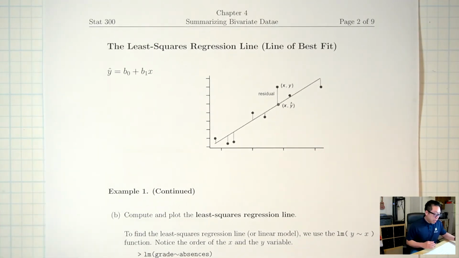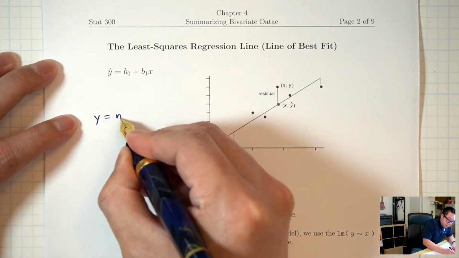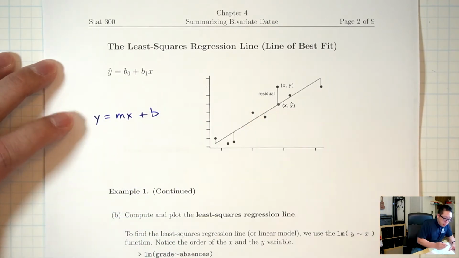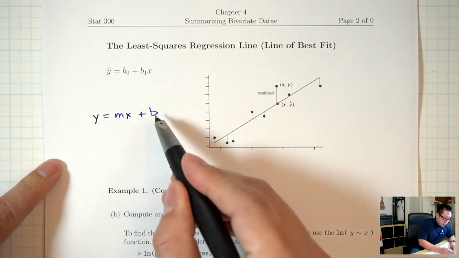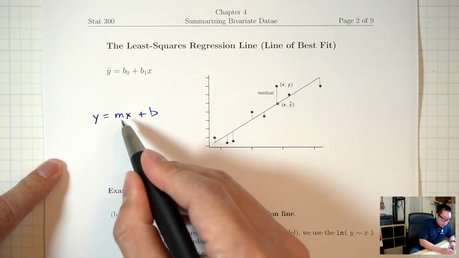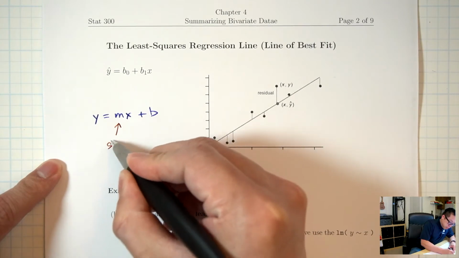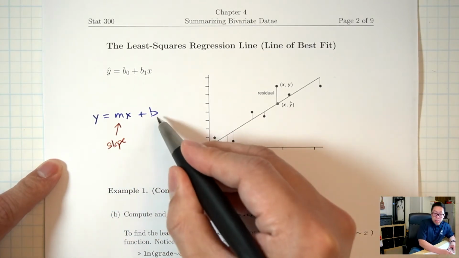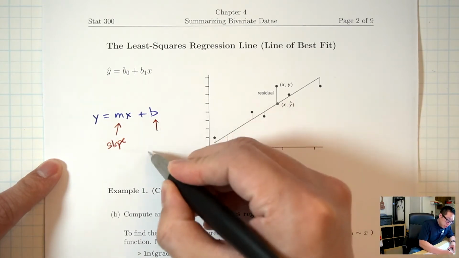Before I talk about how to get that line, let's take a step backwards and talk about lines in algebra. In algebra, you may have remembered that the equation of a line is y equals mx plus b. And there are two important numbers here, the m and the b. The m, which is the number multiplying the x, the coefficient of the x, is the slope. The other number that doesn't have an x attached to it, the constant, is the y-intercept.